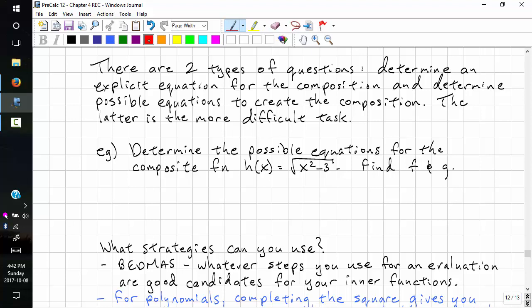So there are two types of questions that we ask for composition. Determine an explicit equation for the composition, and determine possible equations to create that composition. And this last part is the more difficult task.